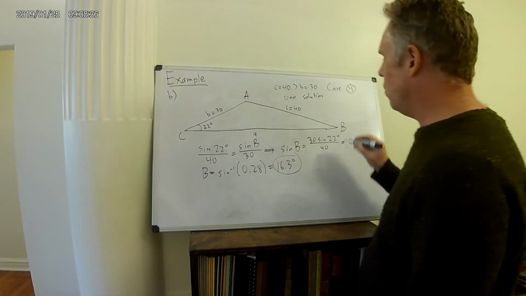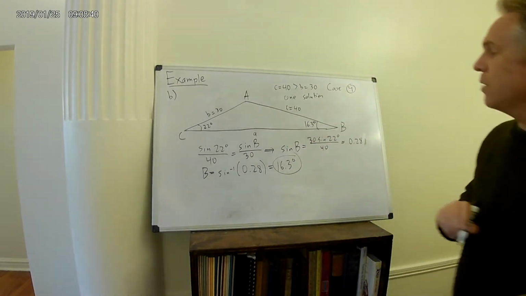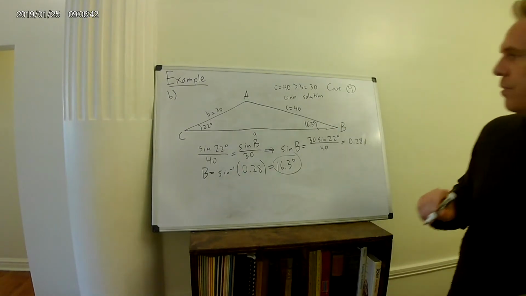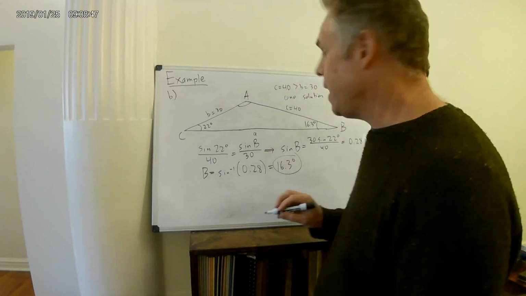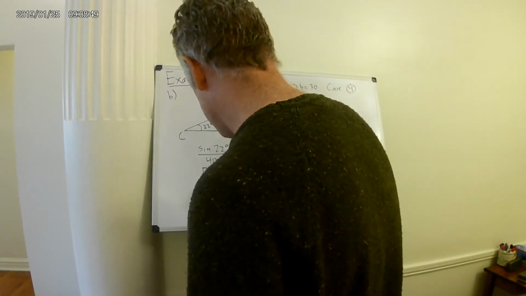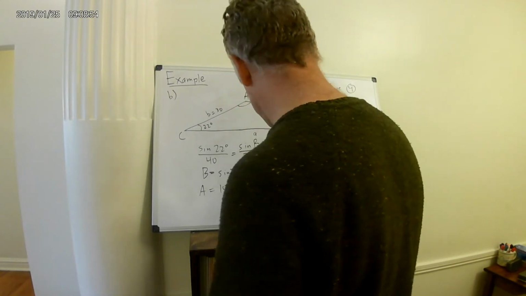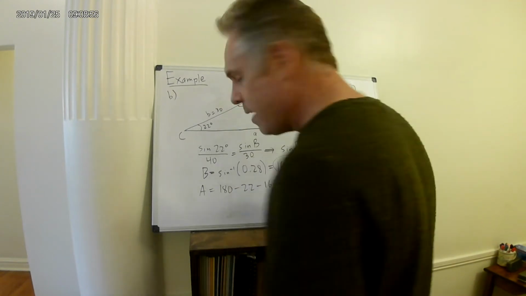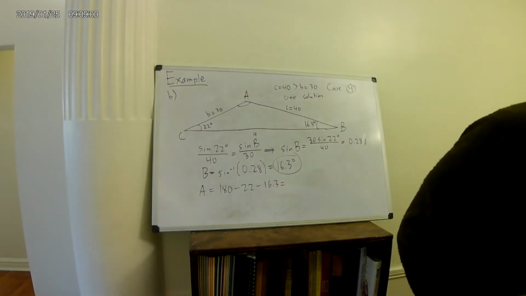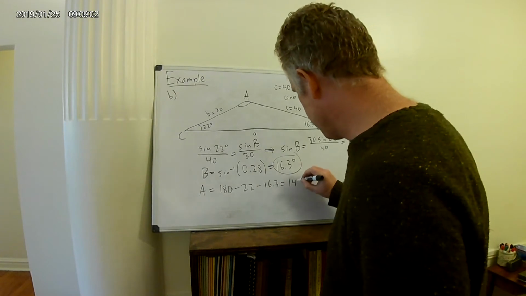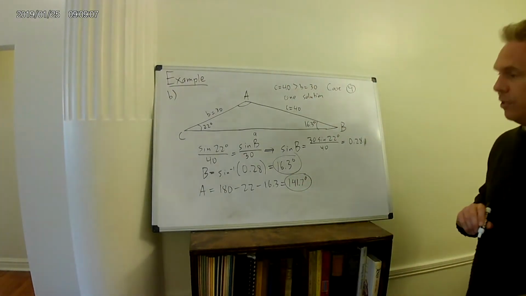So now I know angle B is 16.3 degrees. Okay, and that's good to know. Now knowing this, I can actually figure out angle A, because I know the angles have to add to 180. And so angle A will equal 180 minus 22 degrees minus 16.3 degrees. And this, if you put this in your calculator, this comes out to 141.7 degrees. So now I know angle A is 141.7 degrees.